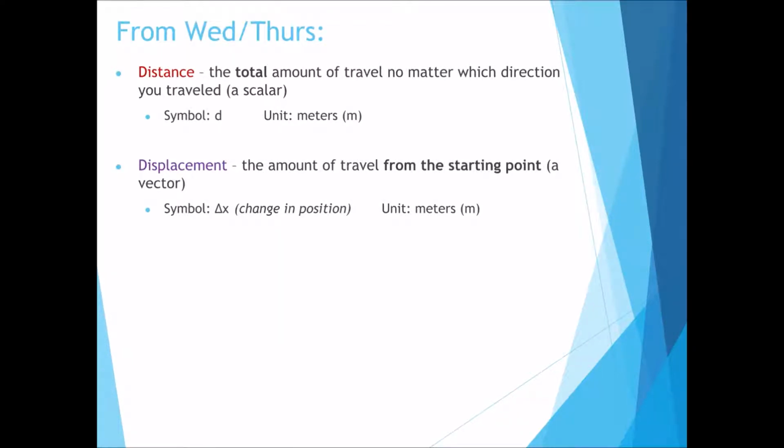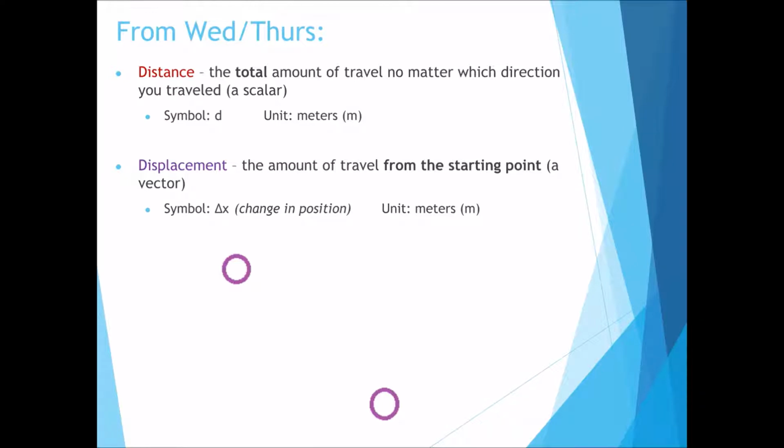Now from earlier this week, you might remember that distance and displacement are different. Distance is the total amount of travel no matter which direction. It is a scalar symbolized by the letter d and measured in meters. Displacement is the amount of travel from the origin point, the starting point. It is a vector, which means it includes direction. Its symbol is x, or maybe delta x, meaning change in position, and it's again measured in meters.